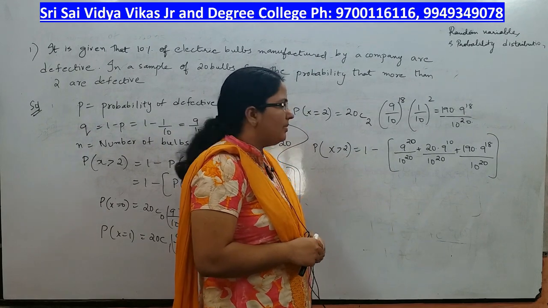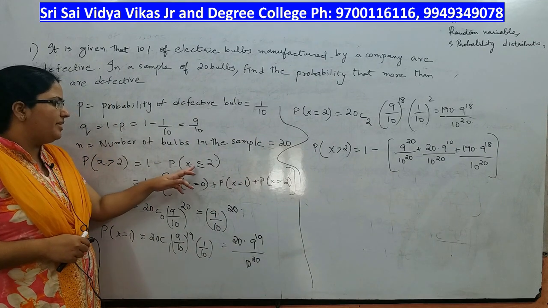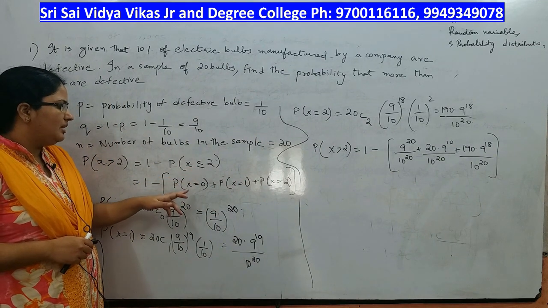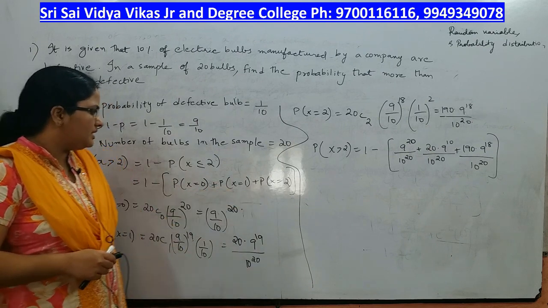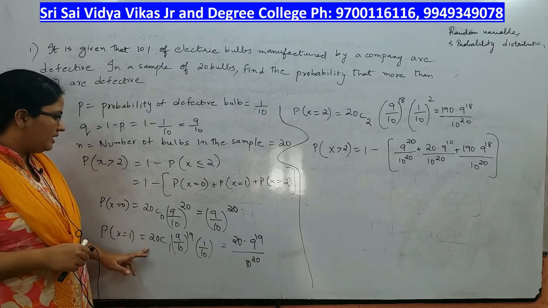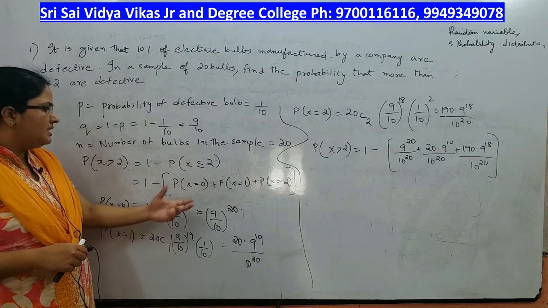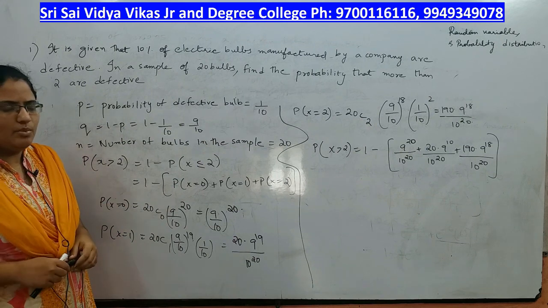That's about this problem. Here what we are doing is finding P of x less than or equal to 2. Its value will be P of x equal to 0, plus P of x equal to 1, plus P of x equal to 2. Individually we are finding P of x equal to 0, x equal to 1 and x equal to 2. Substituting here, you will get P of x greater than 2. That's about this problem.